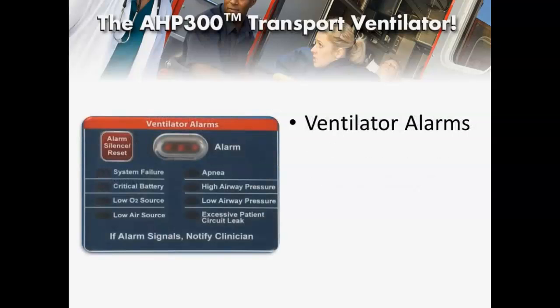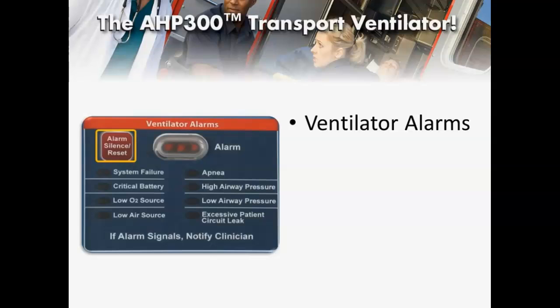On the bottom right of the AHP300 is the ventilator alarms panel. This is the first of two ventilation feedback panels on the AHP300. On this panel, you will note a protruding master alarm, and below this, an array of individual alarms. One will also note the alarm silence reset button on the top left of the panel.